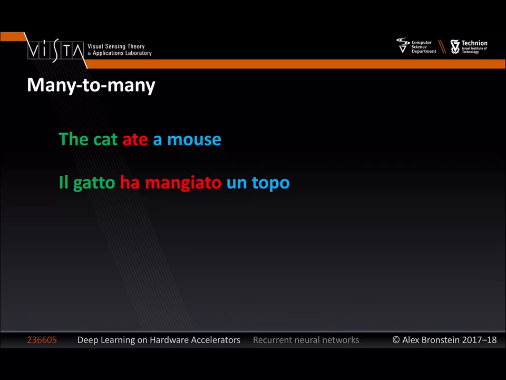I have this noun, right, the subject, a verb, and an object. So I can translate, of course, the subject, clearly the cat becomes il gatto. Now the verb becomes two words. Think of it as something like present perfect in English, but with a different grammatical sense. And here again, un topo is the object. Again, two words because of the use of the articles. Well, here we just need to do a variable length input to variable length output map. It's quite straightforward.